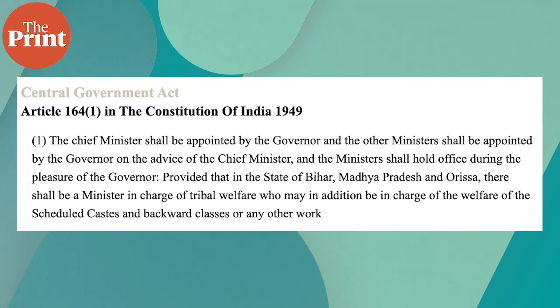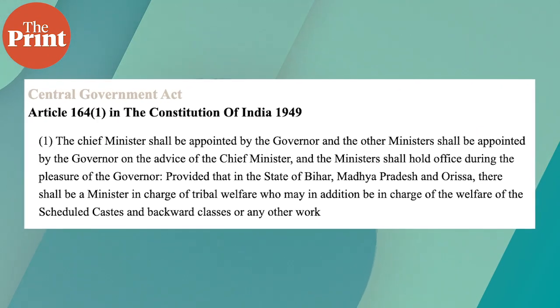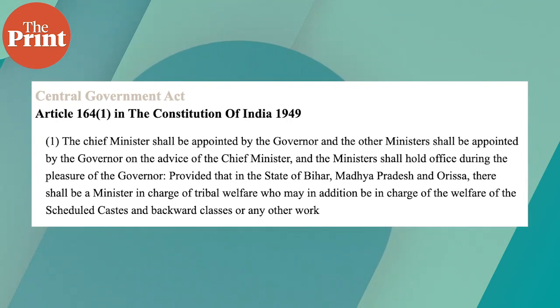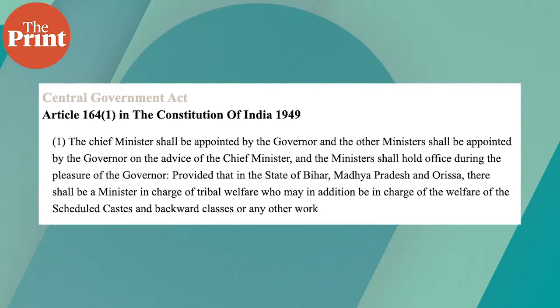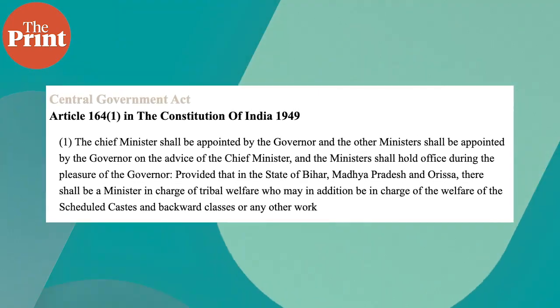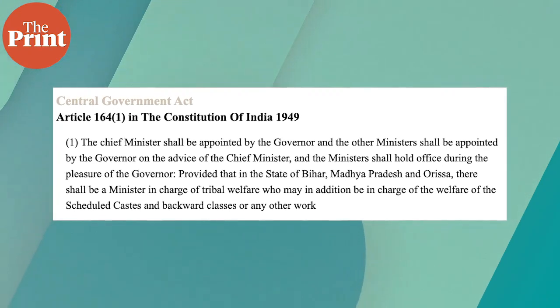So in today's KYC episode, I'll take you through the process of appointment of the Chief Minister and his cabinet post an election in a state. Now, Article 164 of the Constitution, as you can see on your screens, says that it is the governor who appoints the Chief Minister. So that's the first step, but let's understand how the governor decides who to appoint as the Chief Minister.